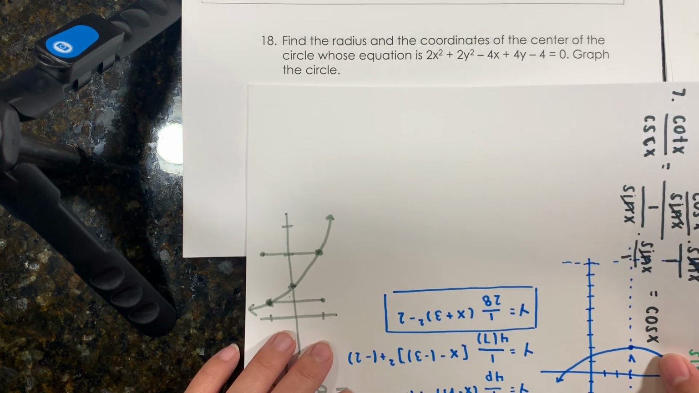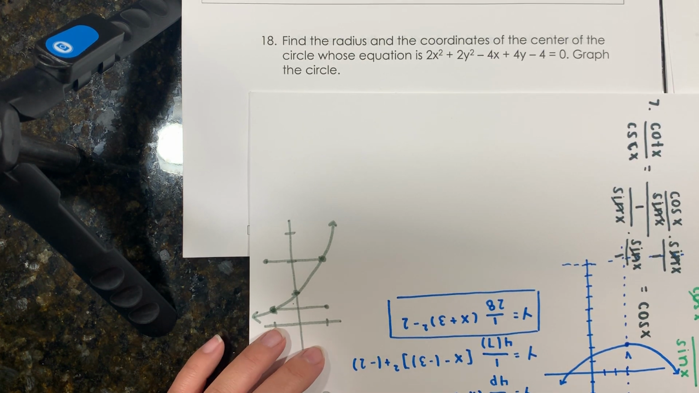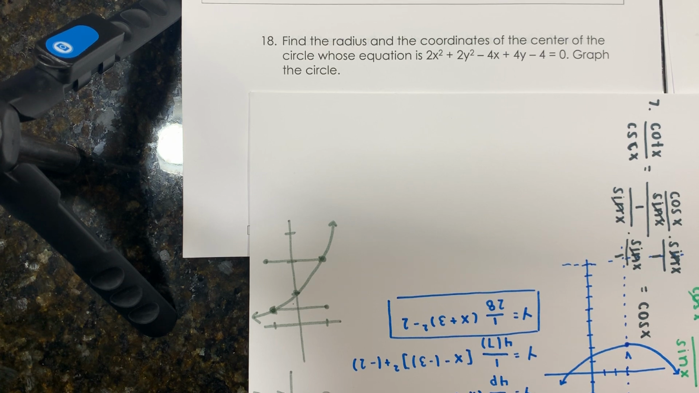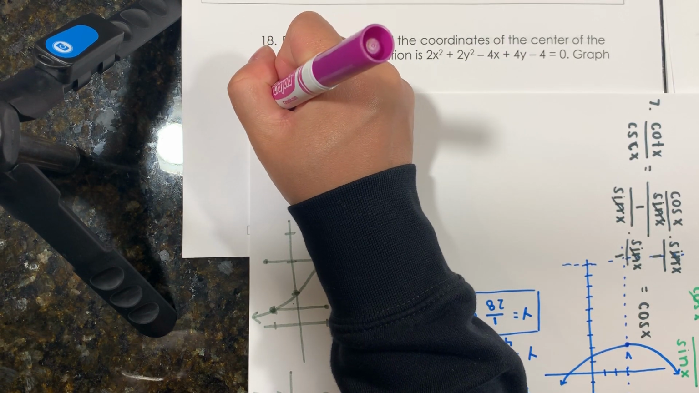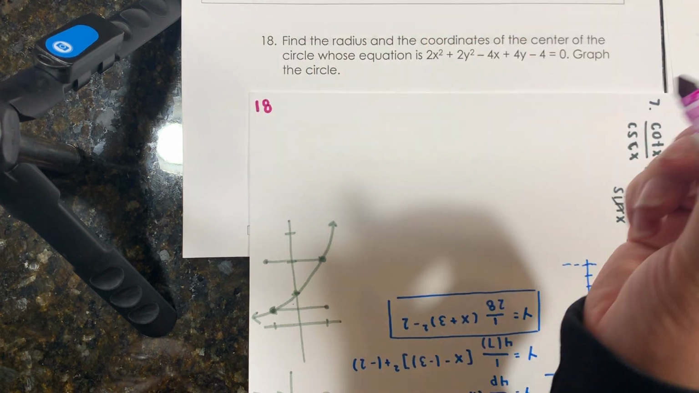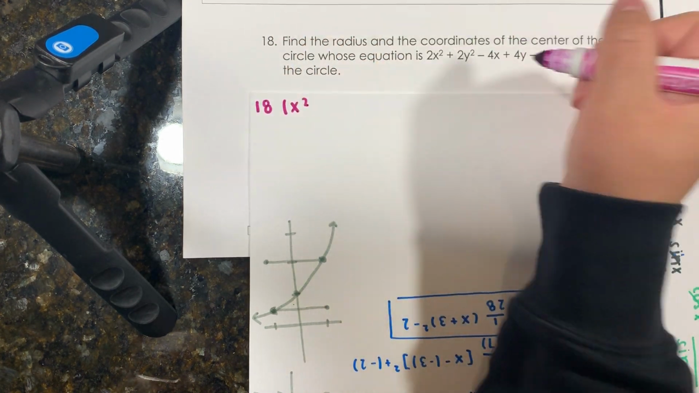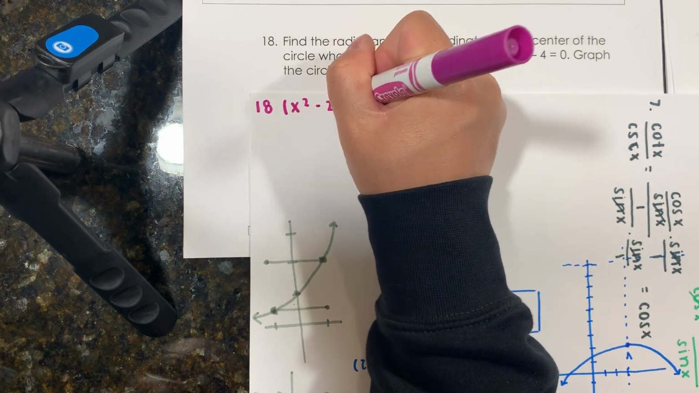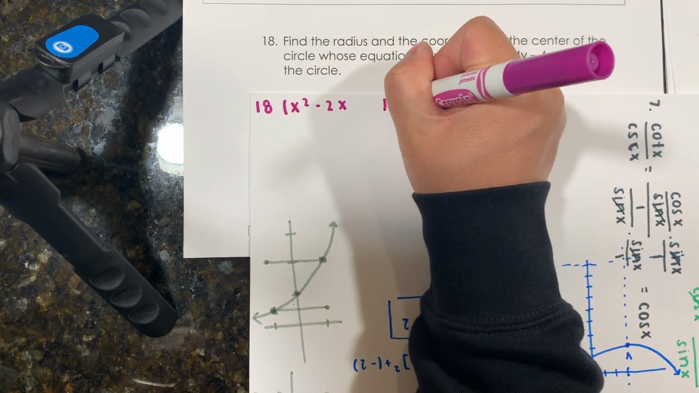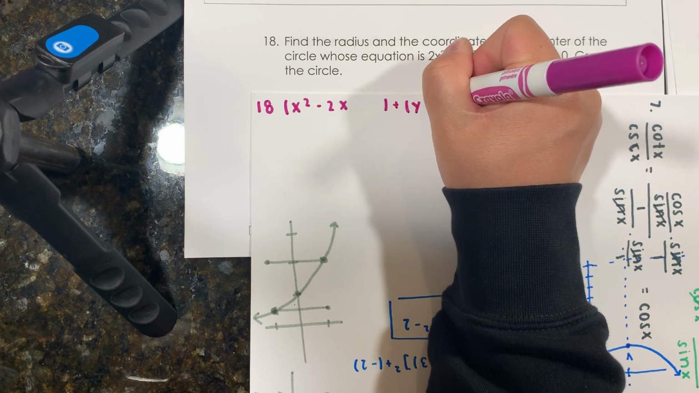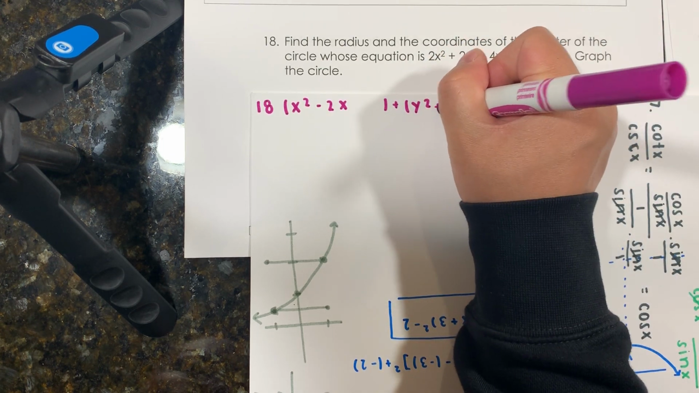Now moving on to number 18, we start by noticing that all of those terms are divisible by 2. So I'm going to divide the whole thing by 2 before splitting it up. When I split it up, I'm going to put the x's together. So that would be x squared minus 2x plus y squared plus 2y.